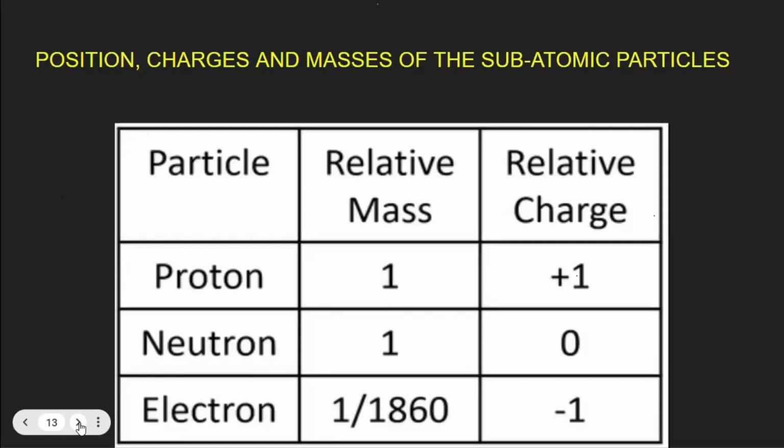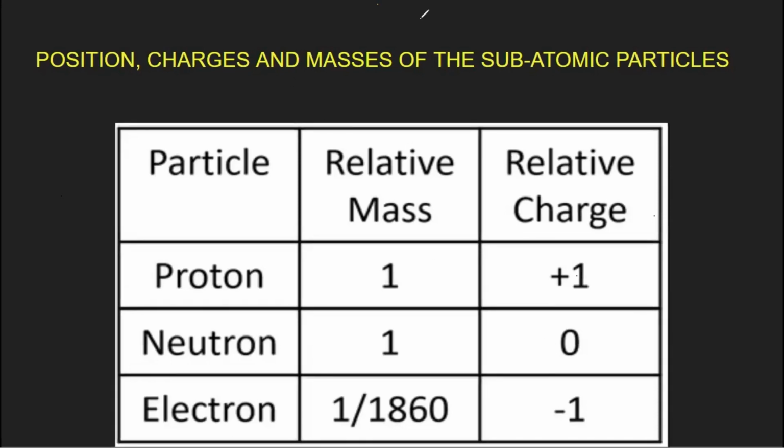Now we will see what are the position, charges, and masses of the subatomic particles. As I told you, the relative mass of a proton is 1, neutron is 1, charge of proton is +1, charge of neutron is 0. And what will be the position? Protons are located in the shells. So we can write over here, they are located in the, sorry, not shells, nucleus. Neutrons are located also inside the nucleus, and electrons are located in the shells.